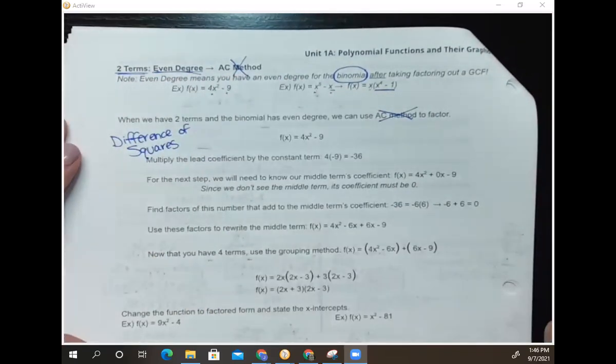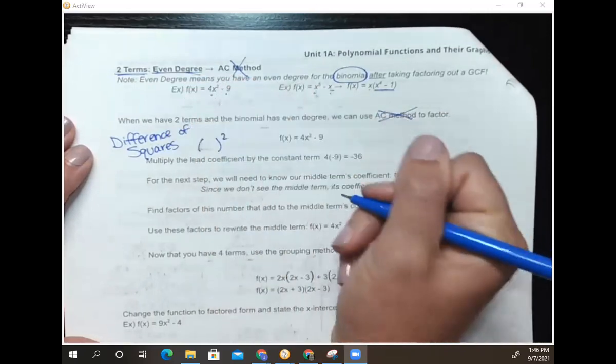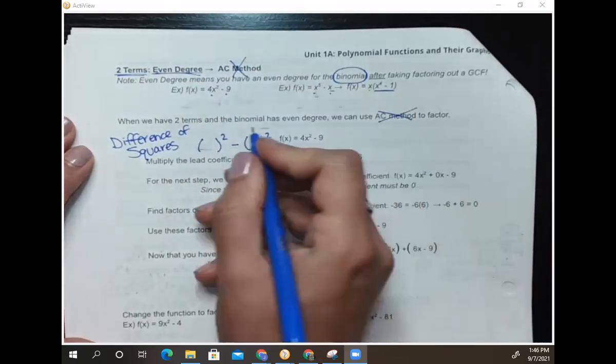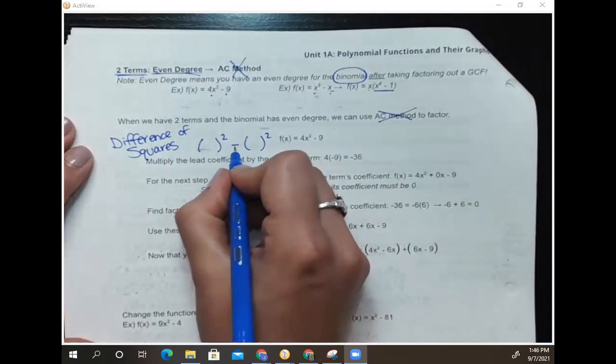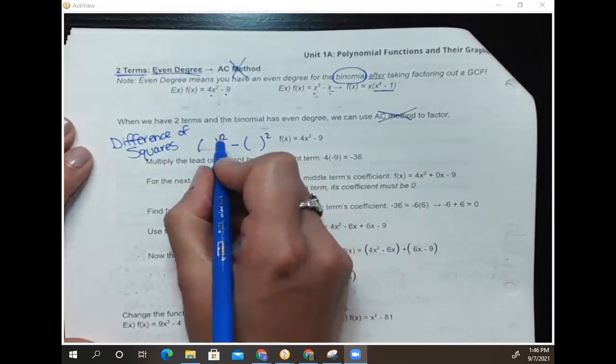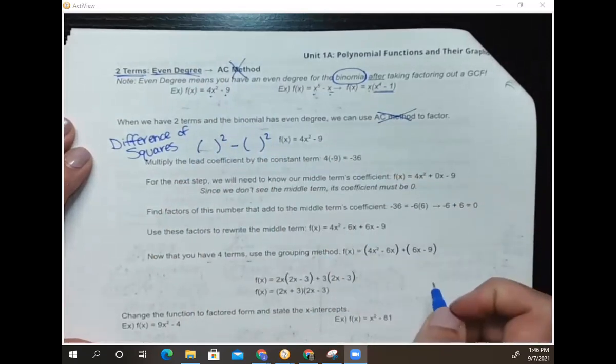And here's why. These even degree two-term binomials that we're looking at are going to be of the form something squared minus something squared. So difference because we're dealing with subtraction, and then of squares because the things that we're subtracting are going to be perfect squares. Again, that's after we take out our GCF.